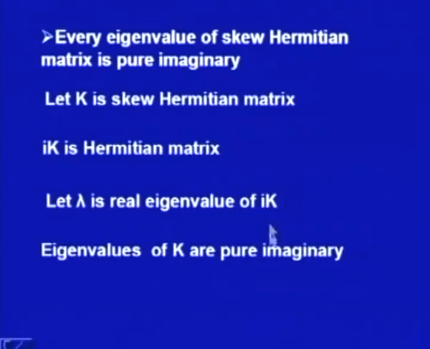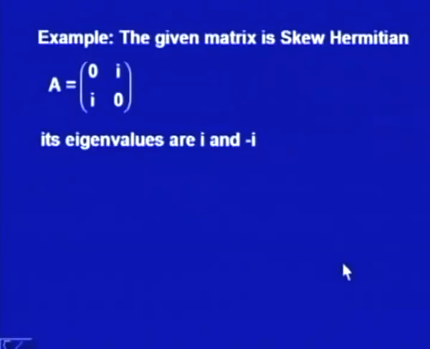So this is what we get from this result, that if K is skew Hermitian, then iK will be Hermitian. Let us check this. In this example, the given matrix is skew Hermitian, its eigenvalues are i and minus i. Therefore, this skew Hermitian matrix A has pure imaginary eigenvalues.